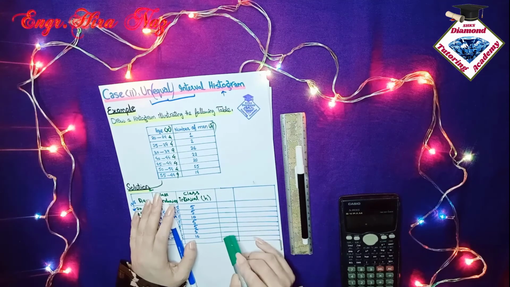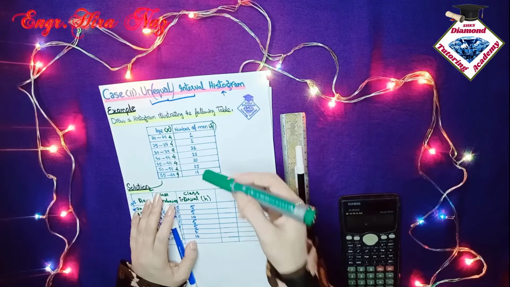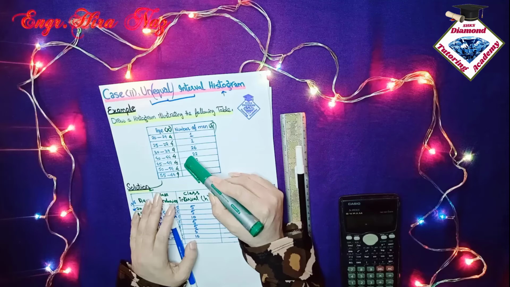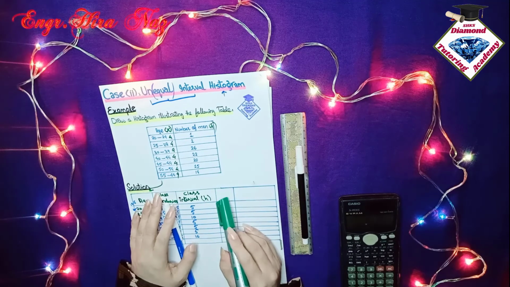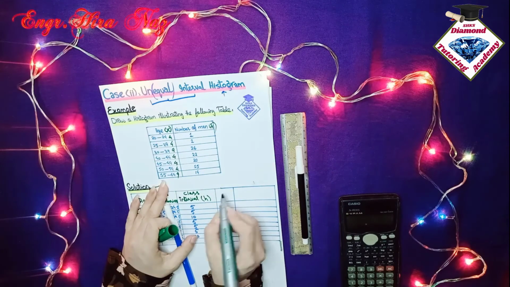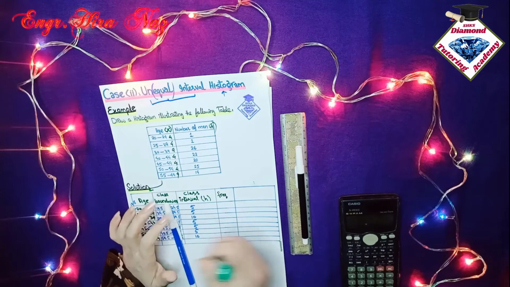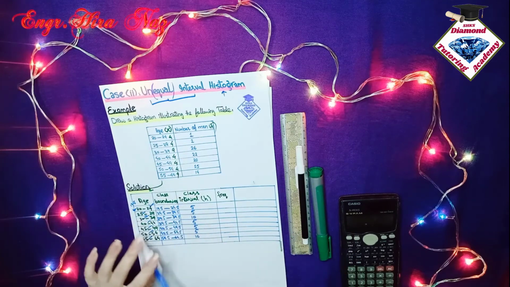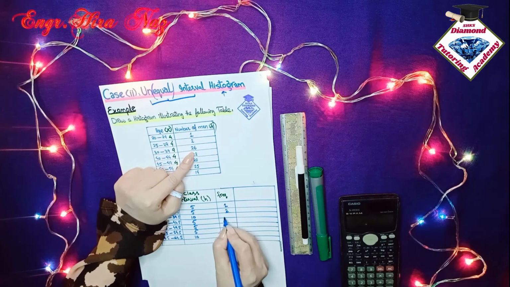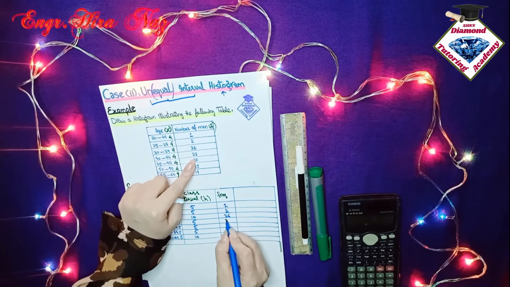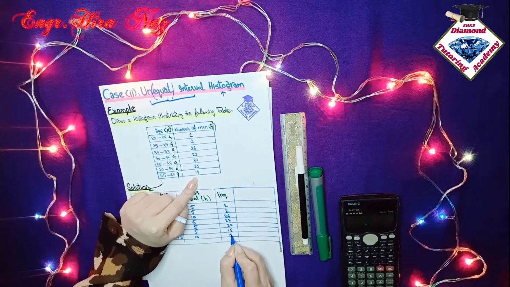Next is the frequency column, which is just the number of times each class repeats. In the given data, the frequency is given, so we can just copy this column from here to here. We name this column frequency. And we have to just copy this column here: 1, 2, 26, 22, 20, 15 and 14.